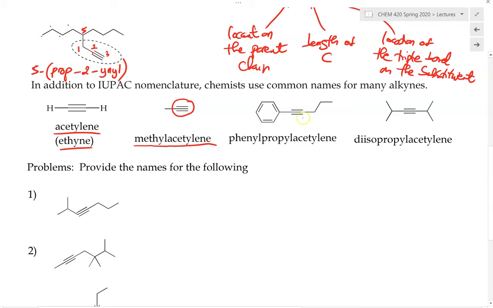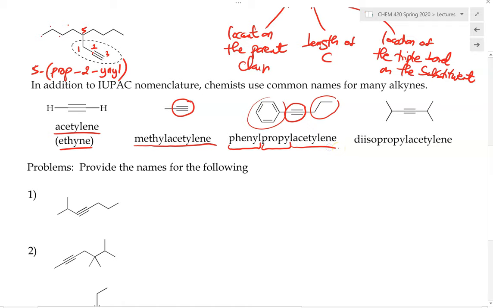And here is another example of how the alkynes are being named the common way. So in this case right here, this is our acetylene. And here we have a phenyl group on one side and a propyl group on the other side. So we now name this as phenyl propyl, and we put these two substituents in alphabetical order, followed by acetylene.